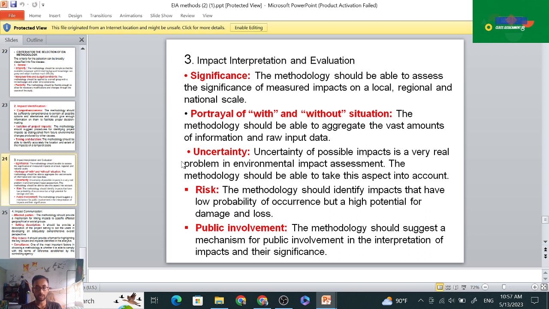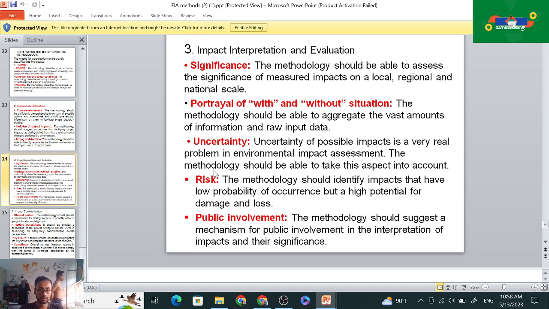Risk. The methodology should identify the impacts that have low probability of occurrence but a high potential for damage and losses. Public involvement: the methodology should suggest a mechanism for public involvement in the interpretation of impacts and their significance.